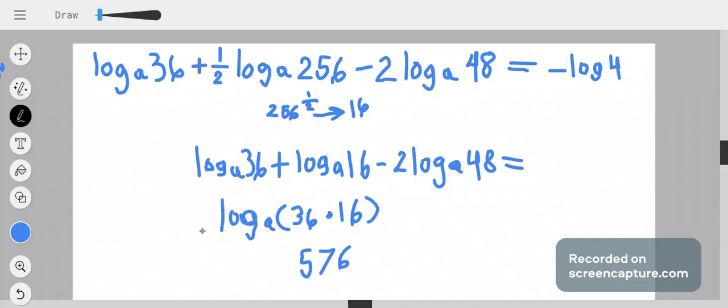So actually what I'm going to do here is, technically I could just write the log right here. So now we have log A of 576. And now what we have to do for this side is we have this 2 log A 48. Let me write this down. 2 log A 48. Even though that looks like a 4, it's not a 4, trust me.